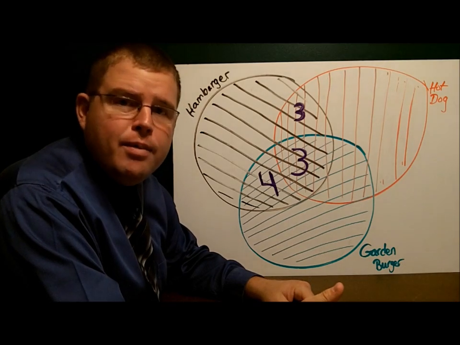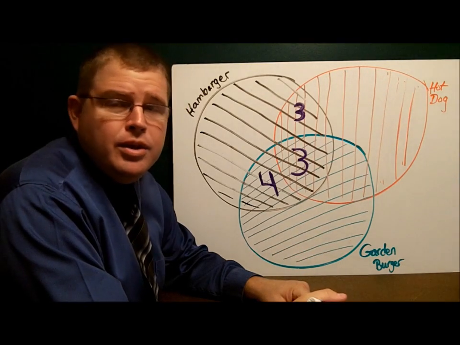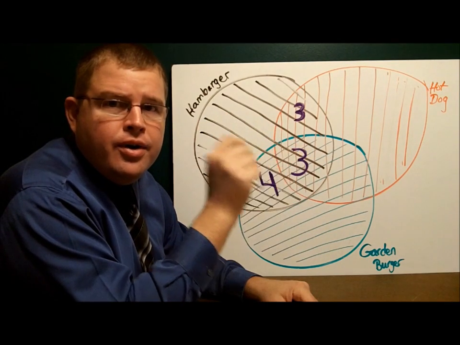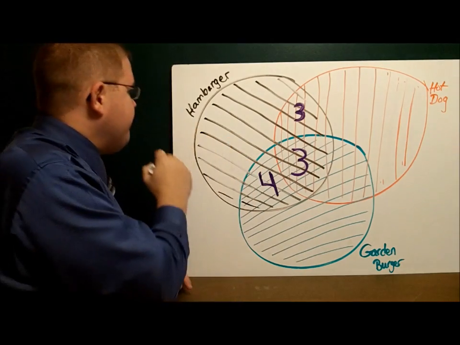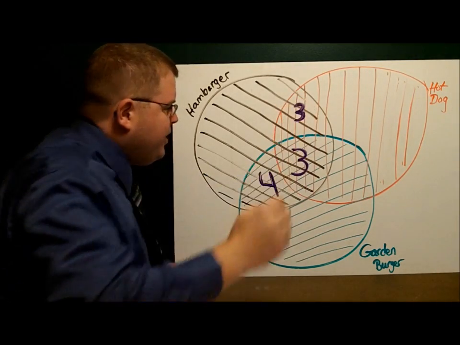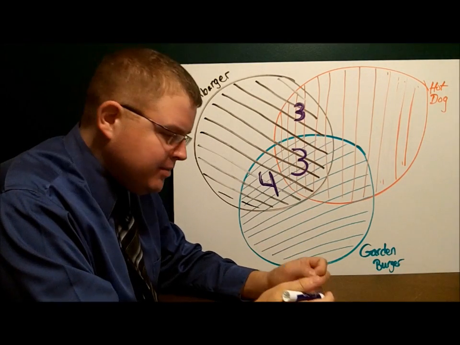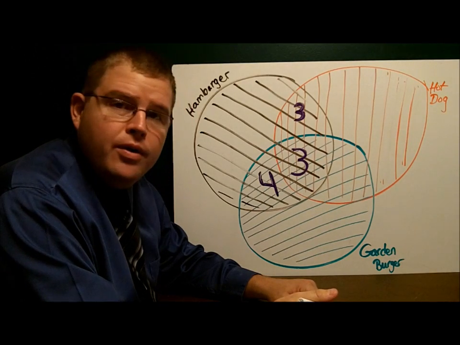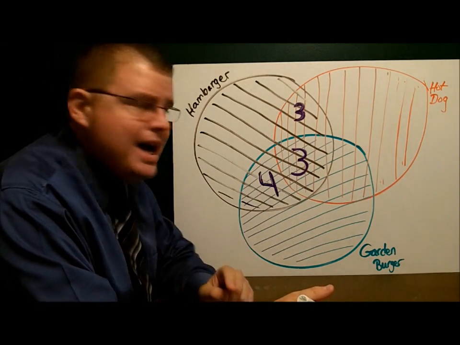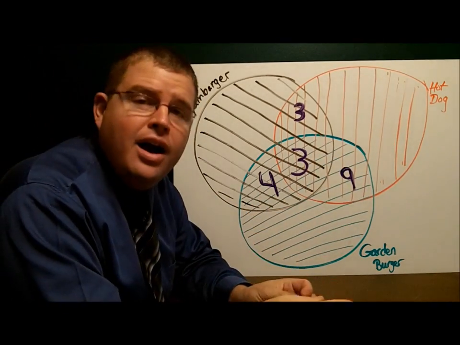Now the next piece is a little cryptic. It said 16 had exactly 2 kinds of sandwiches, which means 16 people had either a hamburger and a hot dog, or a hot dog and a garden burger, or a hamburger and a garden burger. 16 altogether. Well, these 4 had 2 kinds of sandwiches. These 3 had 2 kinds of sandwiches. So we have 4, 5, 6, 7 people so far who had 2 kinds of sandwiches. And there are 16 people who had 2 different kinds, which means 16 minus 4 minus 3 gives me 9. There are 9 people who had a garden burger and a hot dog.